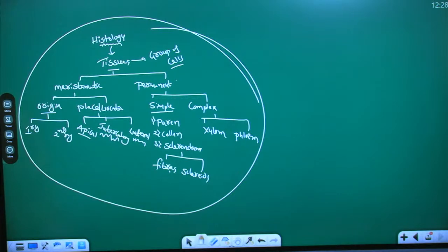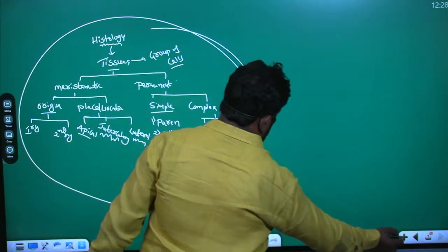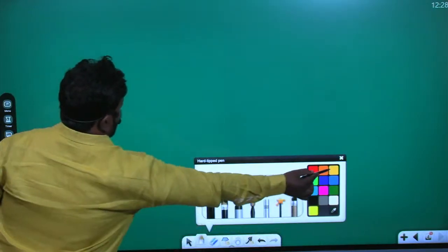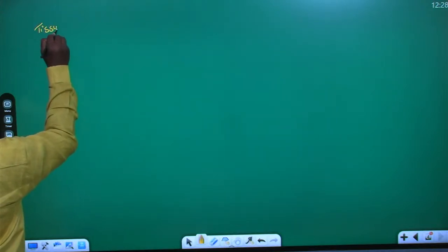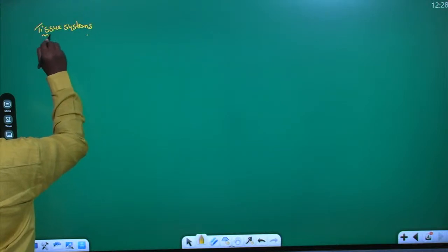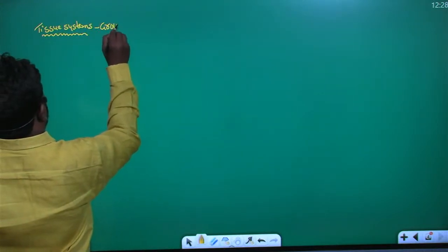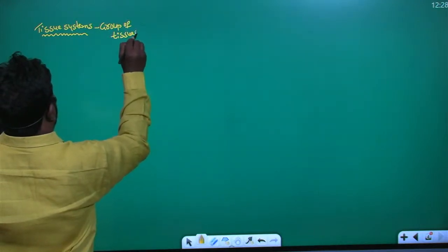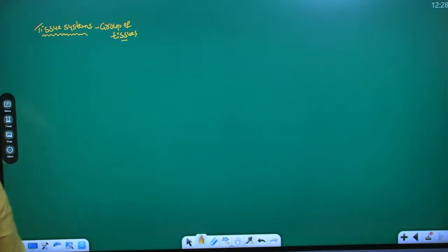Before going to anatomy, we are discussing another topic, tissue system. It is a small topic and a very important topic for NEET. What is a tissue system? A group of tissues is called a tissue system.